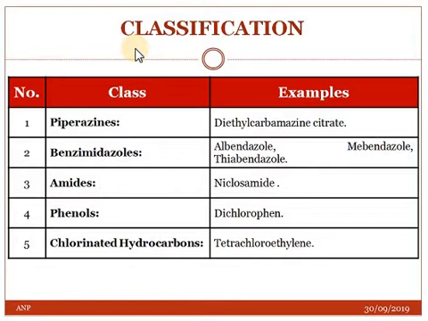Anthelmintics are classified based on their chemical structure. They are mainly classified into 5 different classes, that is piperazines, benzimidazoles, amides, phenols, and chlorinated hydrocarbons. Piperazines, for example, diethylcarbamazine citrate. Benzimidazoles, for example, albendazole, mebendazole, and thiabendazole. Amides, for example, niclosamide. Phenols, for example, dichlorophen. And last class, chlorinated hydrocarbons, that is tetrachloroethylene.